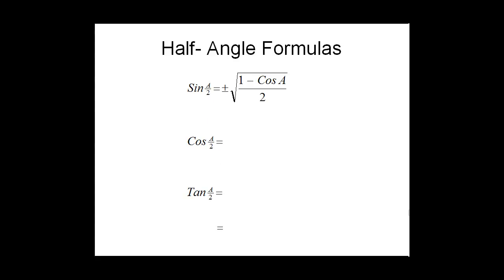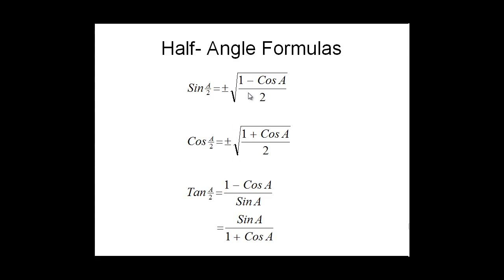Cosine is plus or minus the square root of 1 plus cosine a divided by 2. So the only difference between sine and cosine is inside: sine is minus, cosine is plus. And tangent, what I'm going to be using here, is 1 minus cosine over sine, or sine over 1 plus cosine. Either one of those. You can stack these radicals up if you want to. That also works.